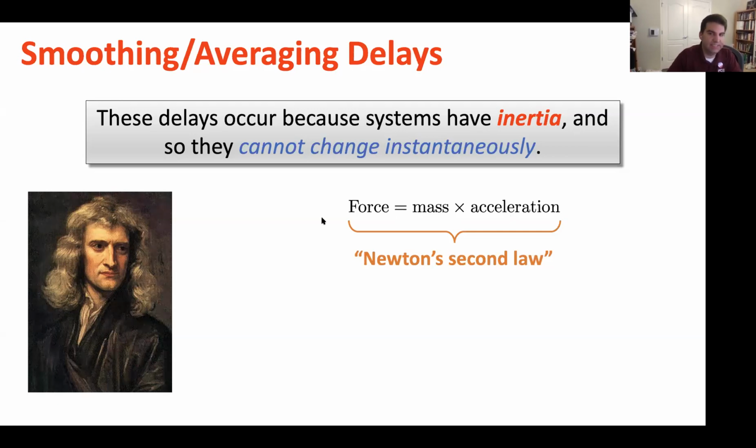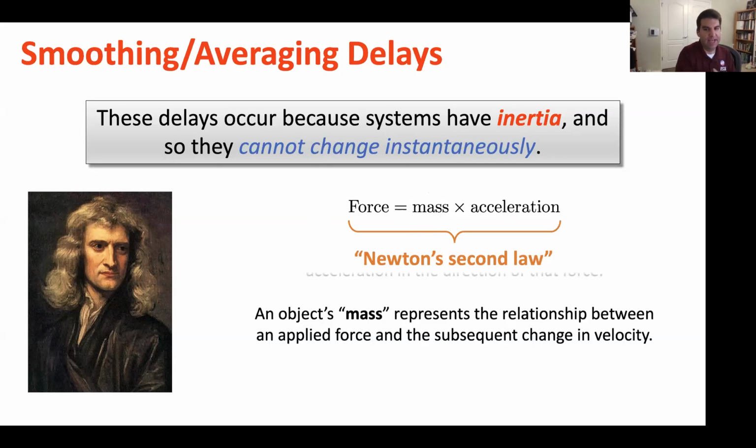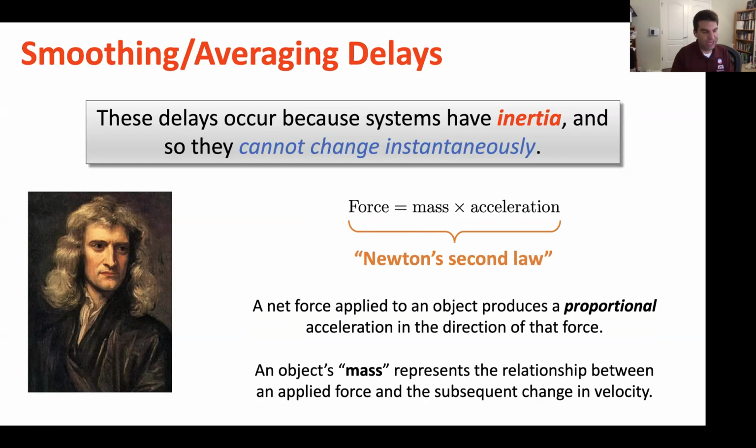The same amount of force applied to a massive object is going to mean it takes a long time for it to accelerate to a particular velocity. So systems can't change instantaneously, and mass was a proportionality constant that Newton used to capture the effect that things don't change instantaneously with an applied force. An object's mass represents the relationship between an applied force and the subsequent change in velocity.